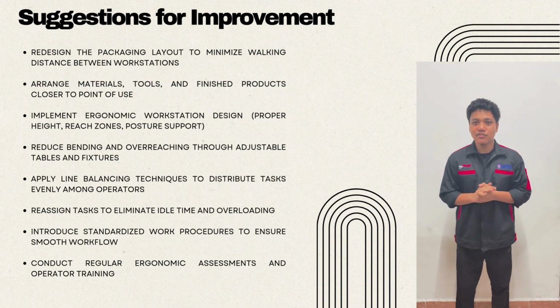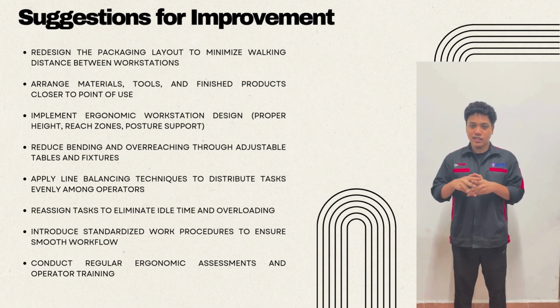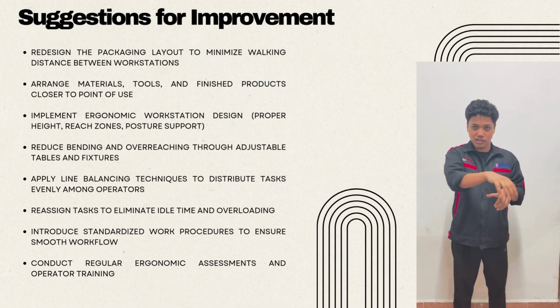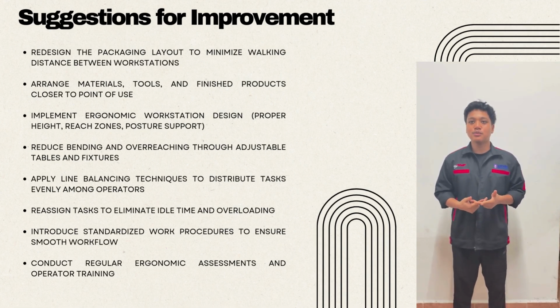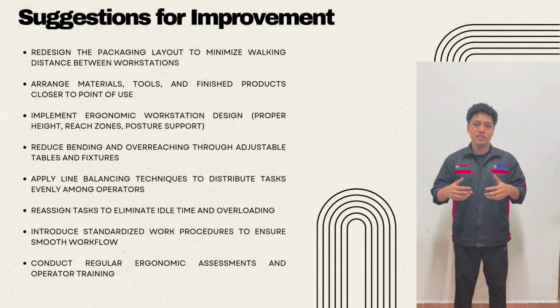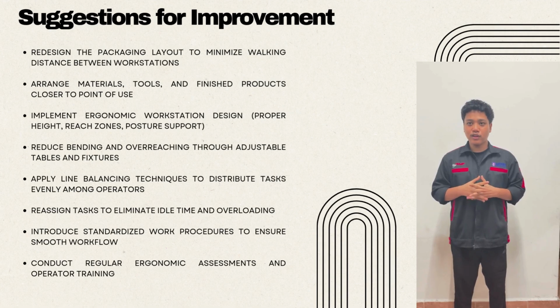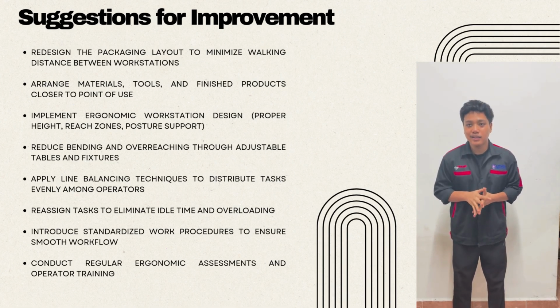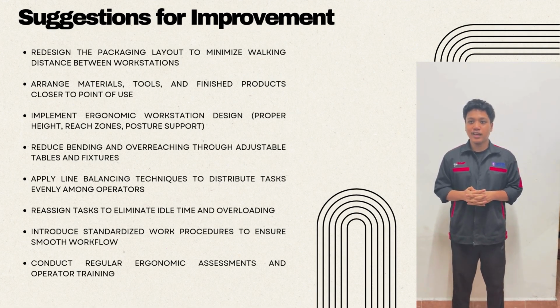For improvement, the first suggestion is to design the layout so that walking distance between the workstations can be reduced. Materials, tools and finished products should be placed closer to where the work is done. Next, the workstation should be improved ergonomically, for example by adjusting table height and reducing the need for bending or overreaching. This can help reduce operator fatigue and health risk.